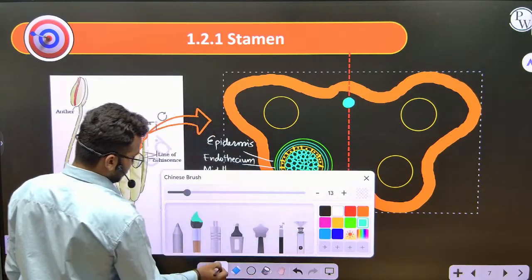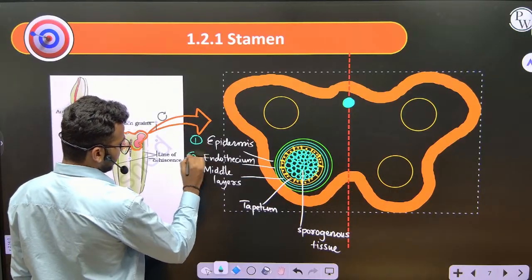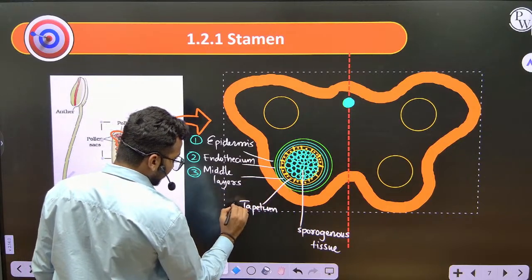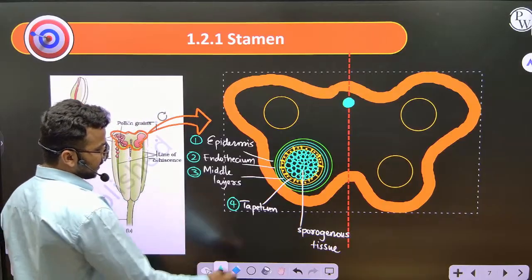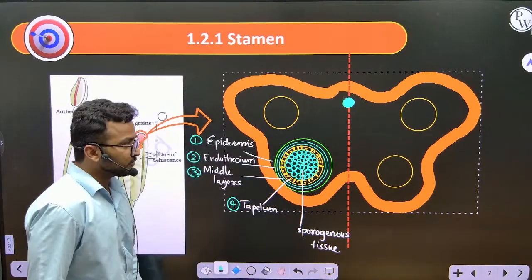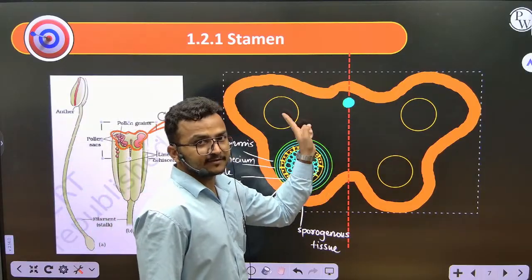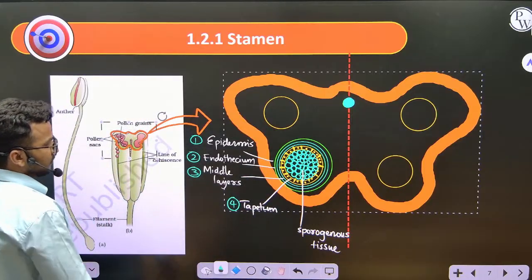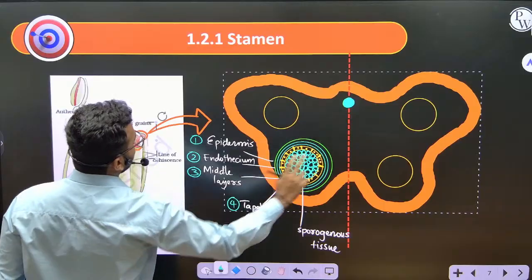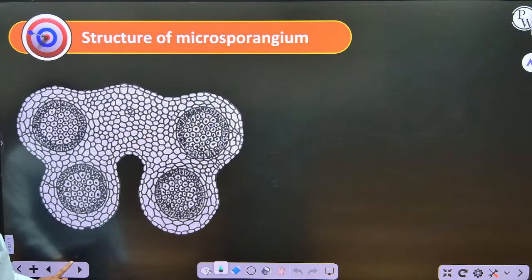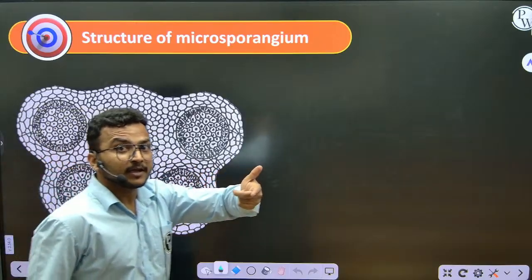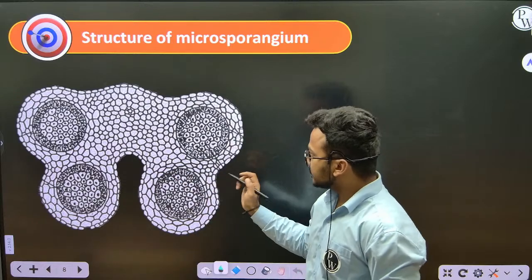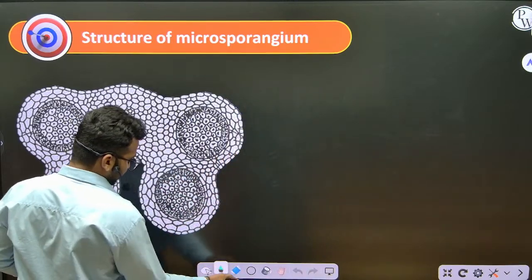So one is epidermis, second is endothecium, the third is the middle layers, and next to that the innermost layer is the tapetum cells, and inner to that the sporogenous tissue will be there. It applies to all the thecas. This is just the four wall layers of only one sac, one microsporangium, that I explained, so it applies to all four. Next we'll discuss the functions of those layers. So this is the structure of the microsporangium.